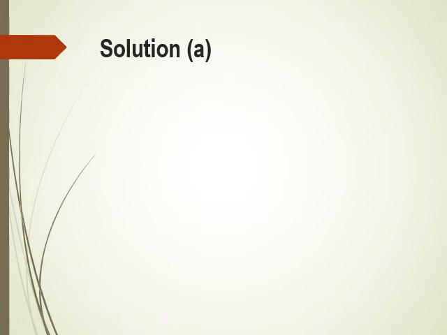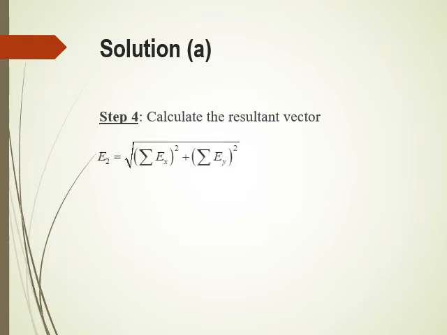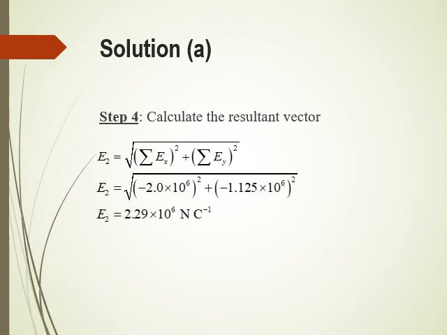Last step. Step 4. Calculate the resultant vector. Apply the equation for the resultant vector. E2 equals the square root of summation Ex squared plus summation Ey squared. Substitute the values and you will get E2 equals 2.29 times 10 to the power of 6 newton per coulomb. Since you are looking at a vector and the question is also asking for the direction, therefore we need to determine the angle for this vector.